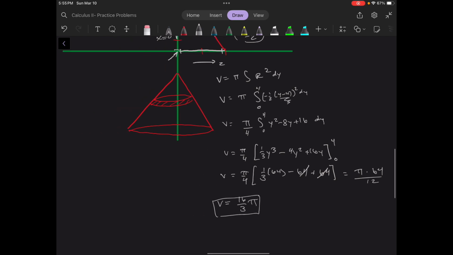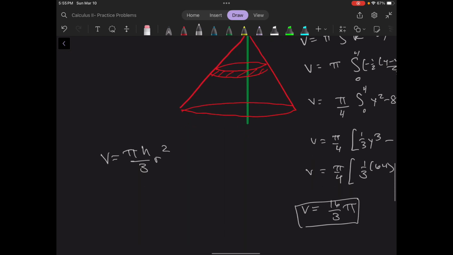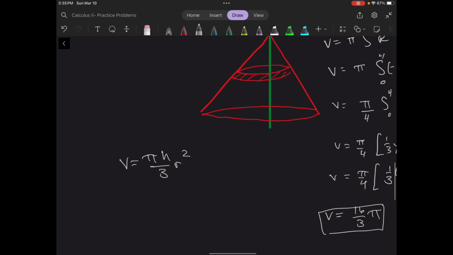Is this right? Well, let's just check it. We already know what the volume of a cone is. Isn't it just pi times h over 3 times r squared? And we're actually going to prove this equation in the next video. We're going to prove the volume of a cylinder, cone, and sphere using this disk method.